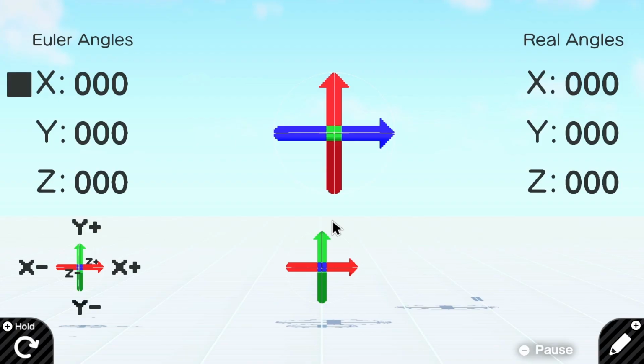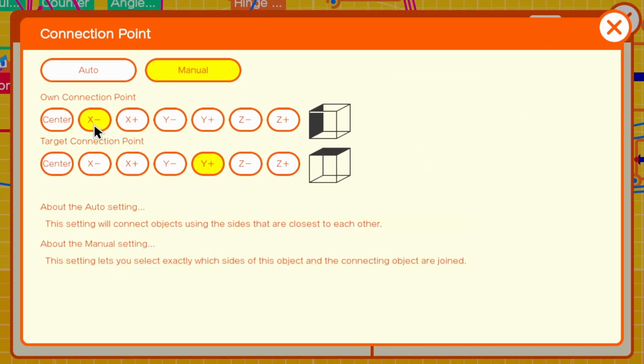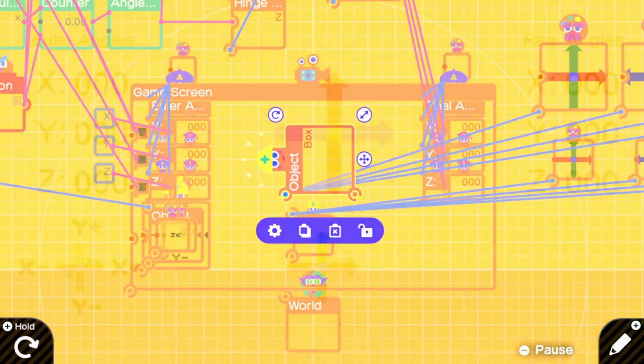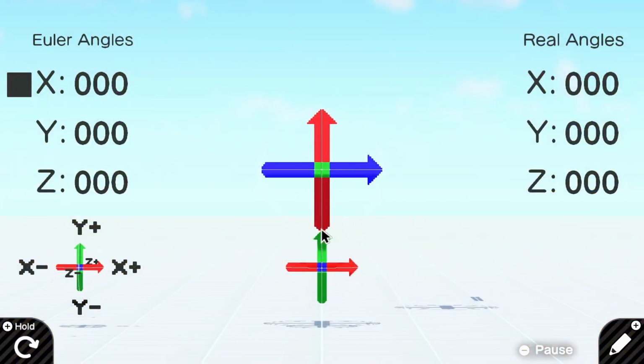And just to further illustrate the point, let's say we have this certain rotation. So if we want to connect the x minus of this object, which is this part of the arrow, to the y plus of this object, well, that's very simple. The game just needs to connect these two. And if we do that, say x minus to y plus, it's just going to get connected like that.